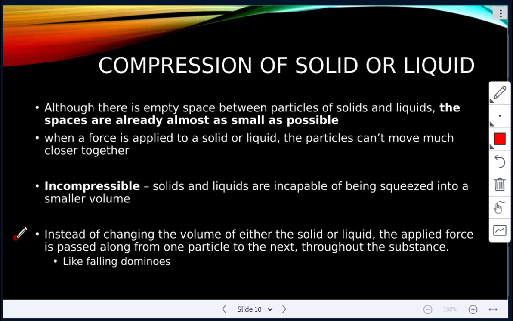So instead of changing the volume of either the solid or liquid, the applied force just gets passed along from one particle to the next throughout the substance, all right? Kind of like falling dominoes. So that's what's happening in solids and liquids.